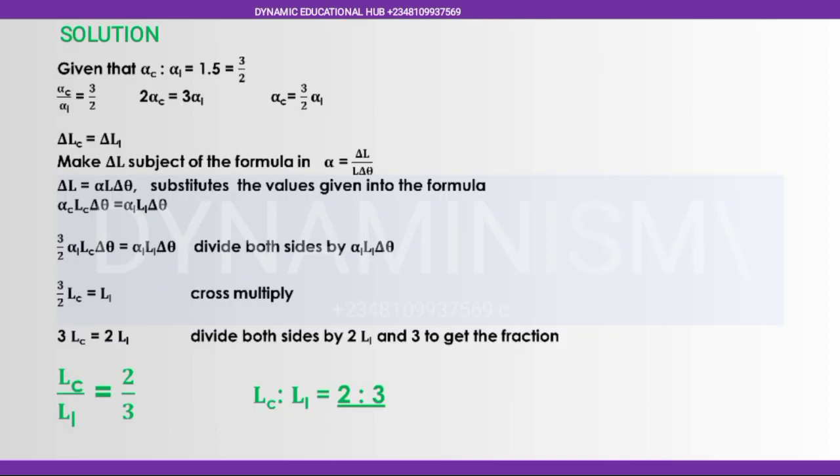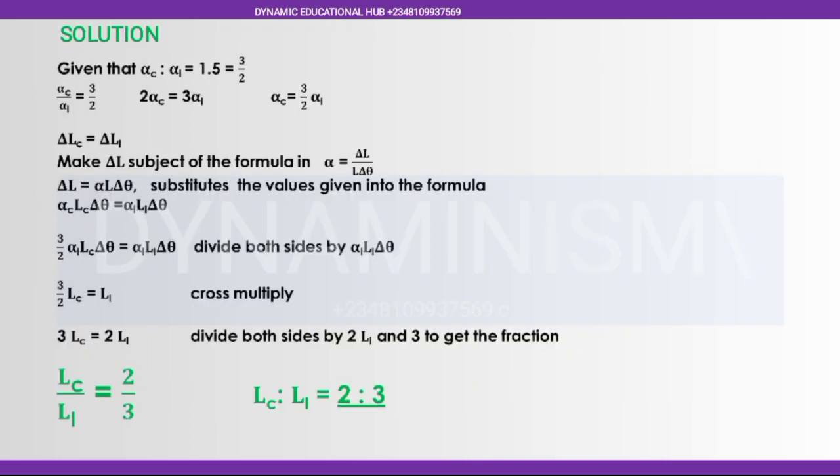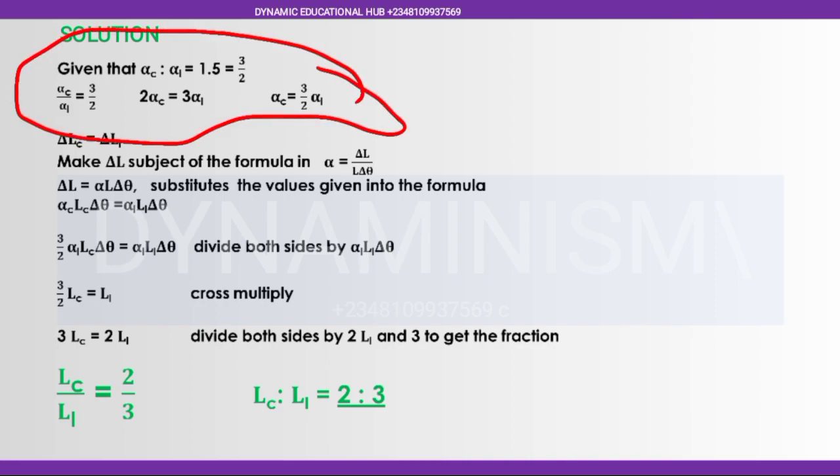So you are given the ratio of your, let's look at it again. The ratio of your copper to that iron, the ratio of the linear expansivity. You have the ratio. The best way is to pause this video and try to solve some question. Then after that, you look at the solution. Now, given that you are given the ratio of your copper to iron, which is what? 1.5. Don't forget that 1.5 is still the same thing as what? 3 over 2. 1.5 is 3 over 2. Convert it to fraction. Then you have this.